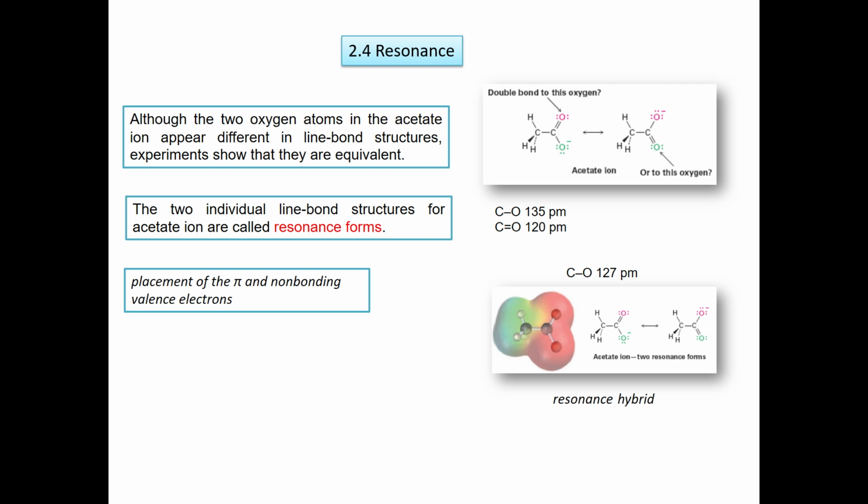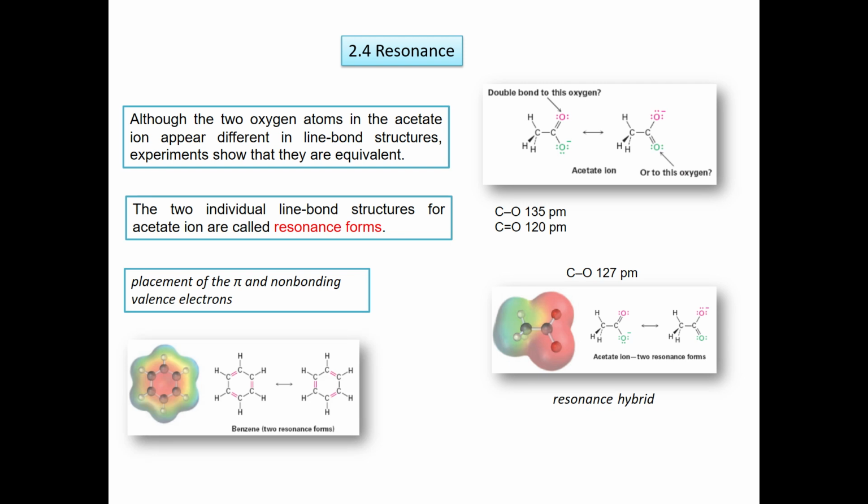Normally we can draw resonance forms with the pi and non-bonding valence electrons. That means in pi systems, or double and triple bonds, and non-bonding electrons. For example, here we have benzene. We can move all the electrons. This pair of electrons can move here to form a double bond here. Then, in order not to break the octet, we can move this here, and to not break the octet here, we can move this here, as I show you. These are two resonance forms.